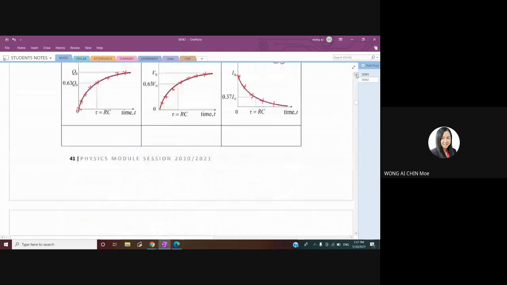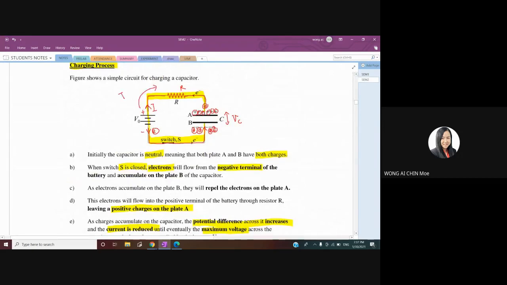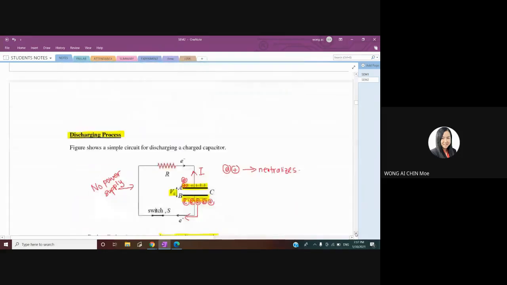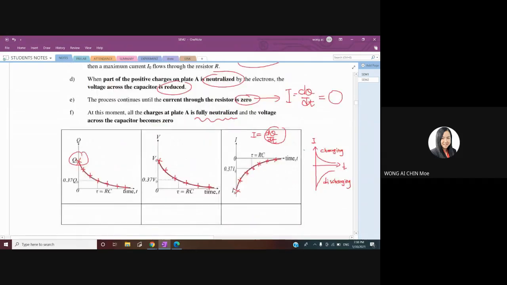If you refer to the charging process, the current comes out from the positive terminal, meaning that just now the current I is clockwise. But for the discharging process, I is in the opposite direction, anti-clockwise. So the directions of I for charging and discharging are totally different. That's why charging is positive because it flows clockwise, and discharging is anti-clockwise, so one graph is above and one is below the x-axis. So this is the difference.